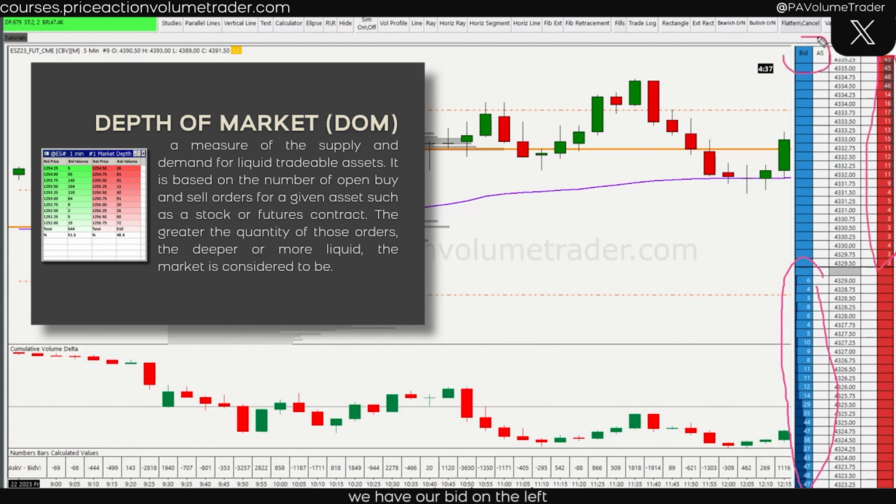We have our bid on the left and our offer, or the ask, on the right. These are passive buyers that have limit orders set at different prices. These are passive sellers that have limit orders to sell at different prices. In order for these levels to get filled, we need aggressive traders to fill those orders.